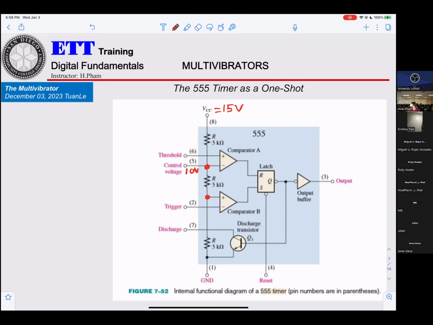You know how to calculate the voltage divider. That means 15 volts times 5 divided by 15, from this point to the ground. So you get 5 volts.